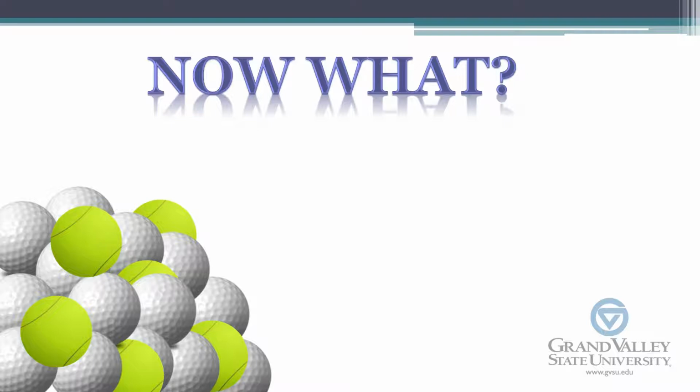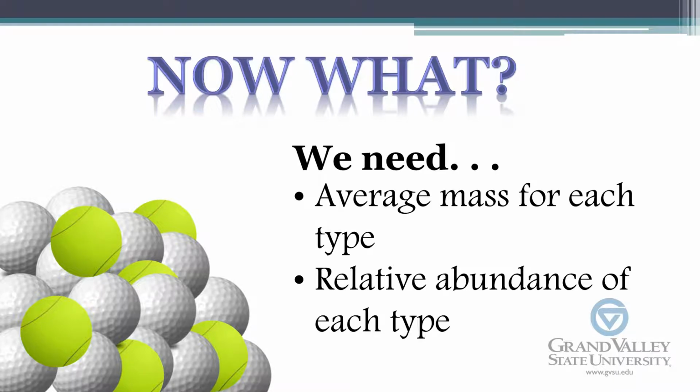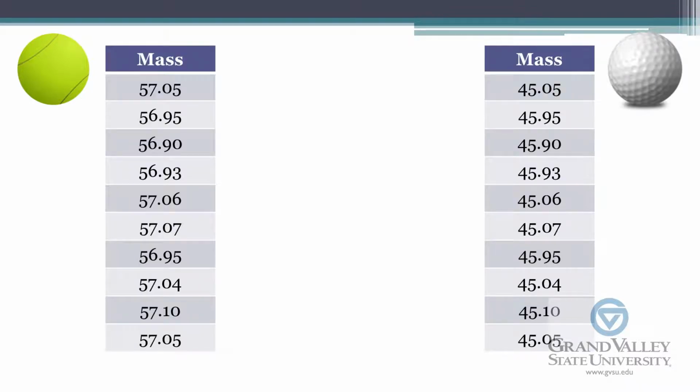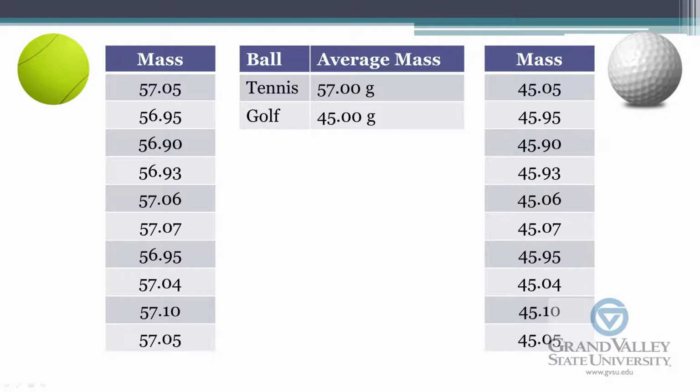Let's say there were two types of balls, each of which has its own average mass. In order to calculate the appropriate average mass, we need the average mass for each type and the relative abundance of each type. If these were the masses of 10 golf balls, and these were the masses of 10 tennis balls, the average for each type can easily be calculated as done previously. This will give us an average mass of 57 grams for the tennis balls and 45 grams for the golf balls.